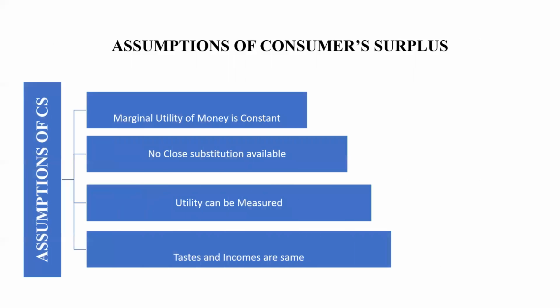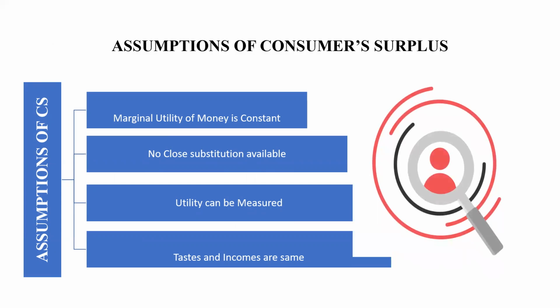The first one is marginal utility of money is constant. It means that the utility per unit of money remains unchanged for the consumer. So there is no change. Then the second one is no close substitutes available. The consumer cannot choose to purchase something else that's closely related to it instead.